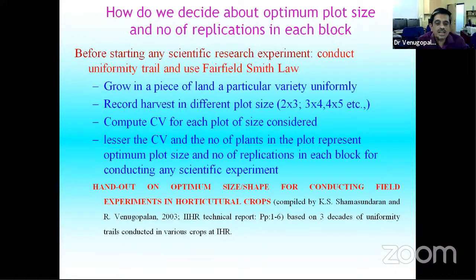There is one handout on optimum size and shape for conducting field experiments in horticulture crops, compiled by me and by my ex-aide.